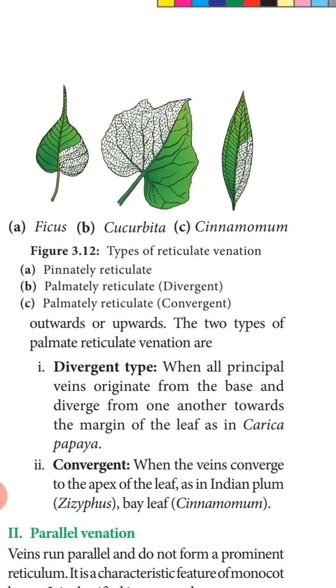Now here they are of two types. They are the divergent type and the convergent type. Divergent type is when all the principal veins originate from the base and diverge from one another towards the margin of the leaf.